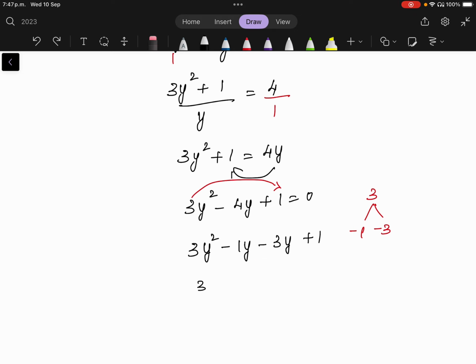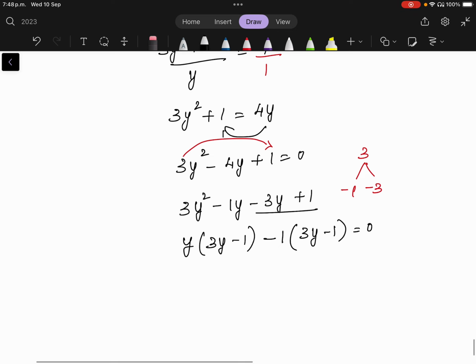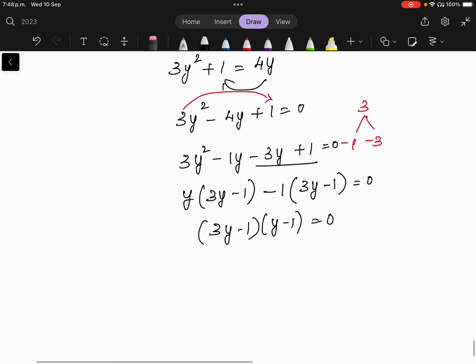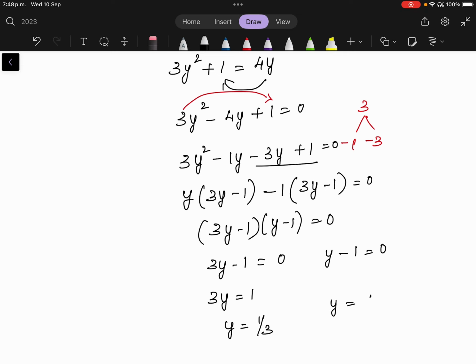Now with that, you can factorize this thing further by taking y outside. So that is 3y minus 1, and here you take minus 1 outside, and then this will become 3y minus 1. Then that's equal to 0. Everywhere it is equal to 0. And then 3y minus 1 and y minus 1 is equal to 0. So 3y minus 1 is equal to 0, y minus 1 is equal to 0. This is just a normal quadratic simplification. 3y is equal to 1, y is equal to 1 over 3, and here y is equal to 1.